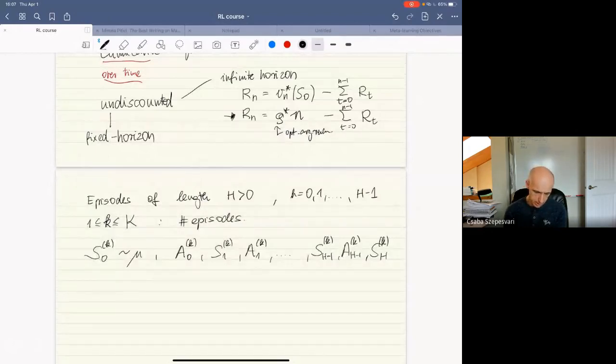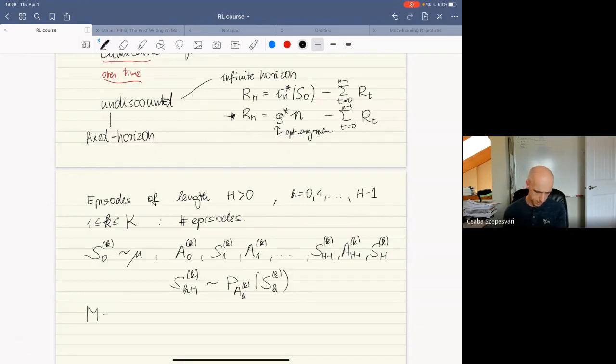So here, the state at stage H+1 follows the distribution from this underlying MDP, where the state is the previous state and the action is the previous action.